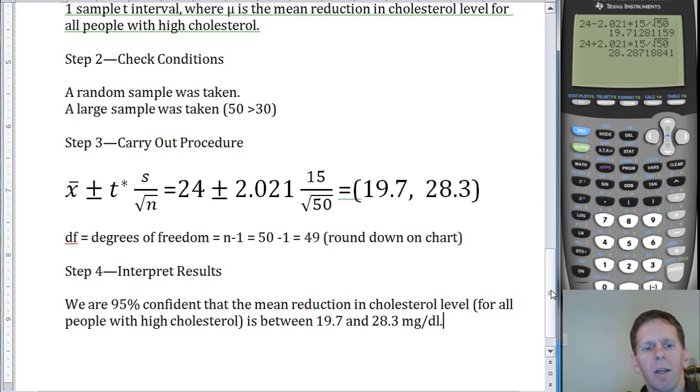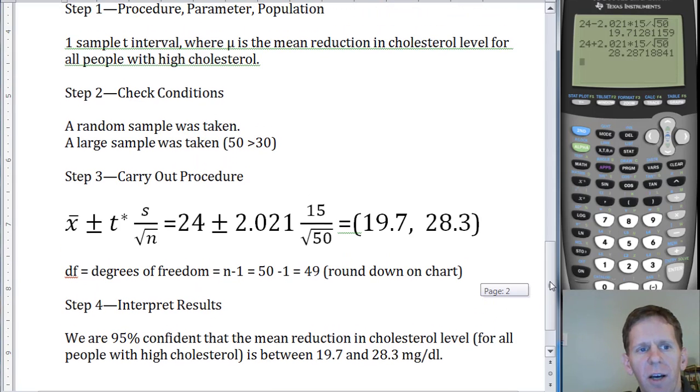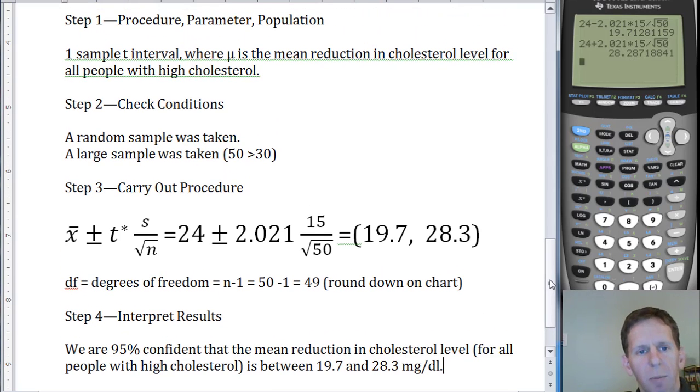So when we're done, based on our sample mean of 24, we can be 95% confident that the mean reduction in cholesterol for all people with high cholesterol is between the two numbers we calculated. That's setting up a long way one sample t interval, again, very similar to what we did with the one sample z interval problem.